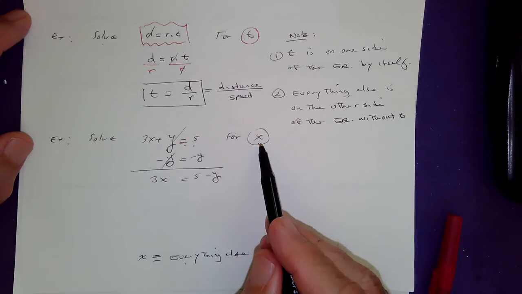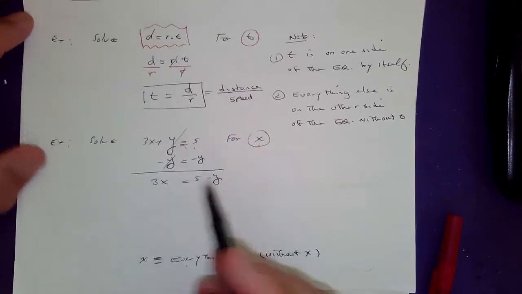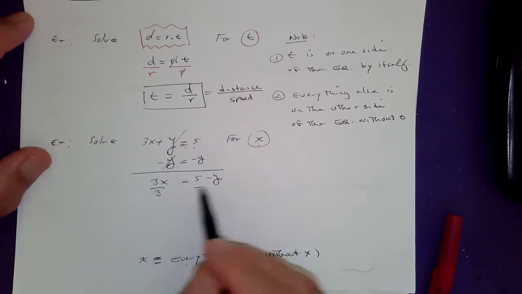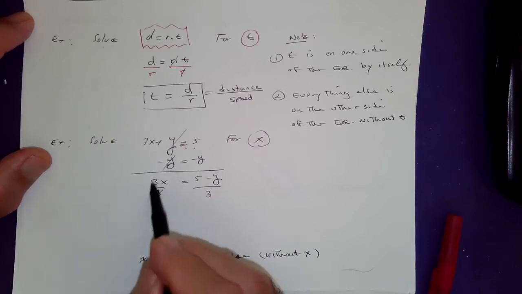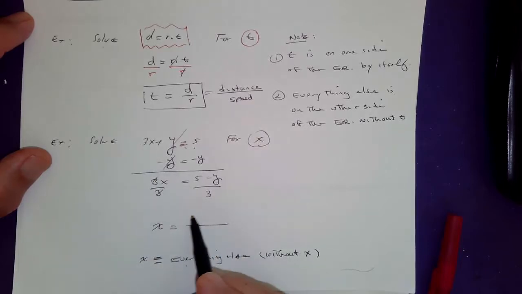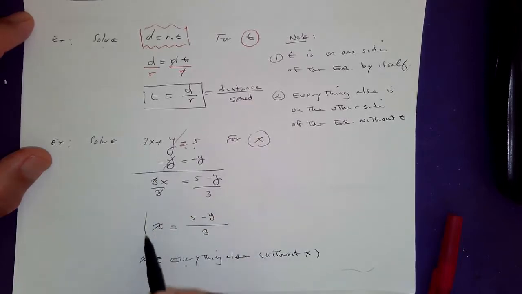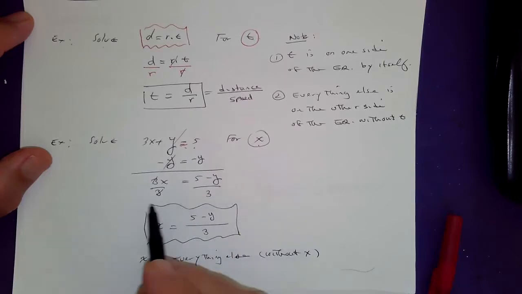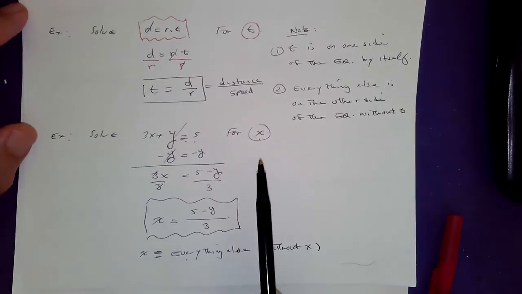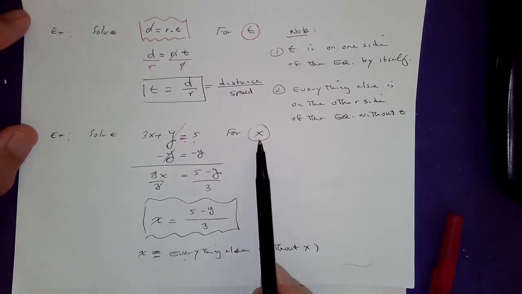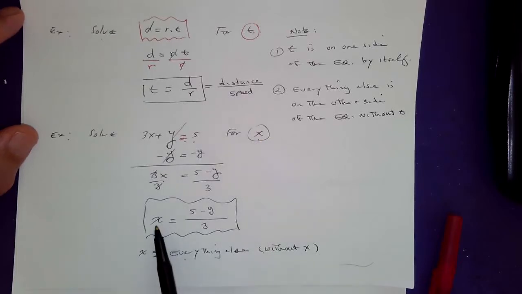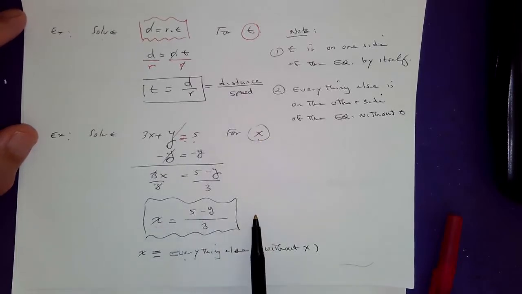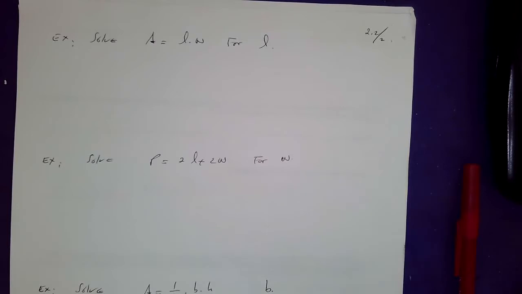Remember, we're trying to solve for 1x, not 3x. So what I do is divide both sides by 3. The 3's cancel on the left side, so x is equal to what? 5 minus y over 3. End of the problem. Once again, notice I managed to have the desired letter on one side, everything else on the other side without that letter. Do you see it? So let's do a few more, so we can get used to this.